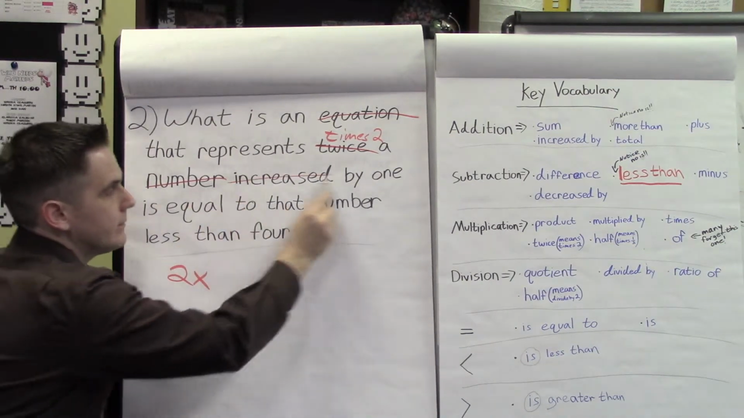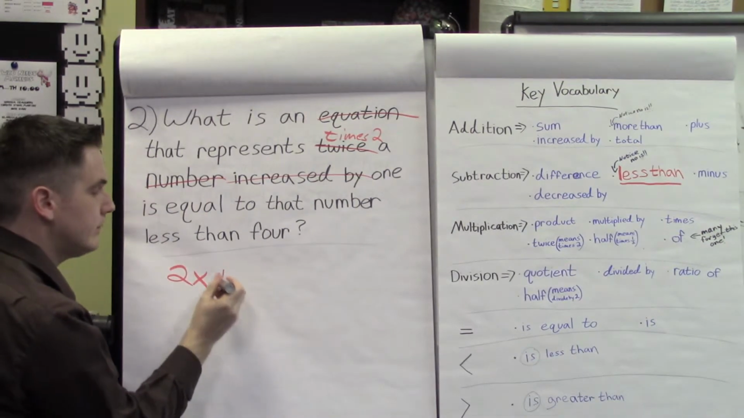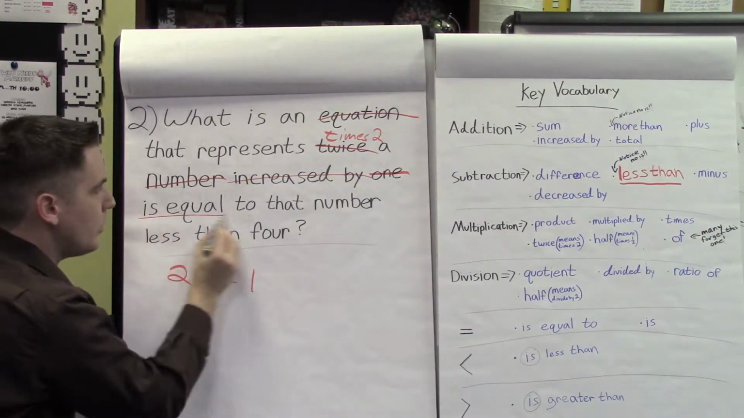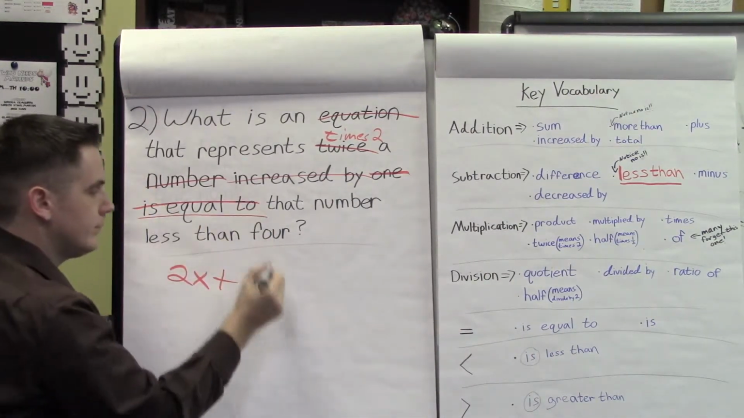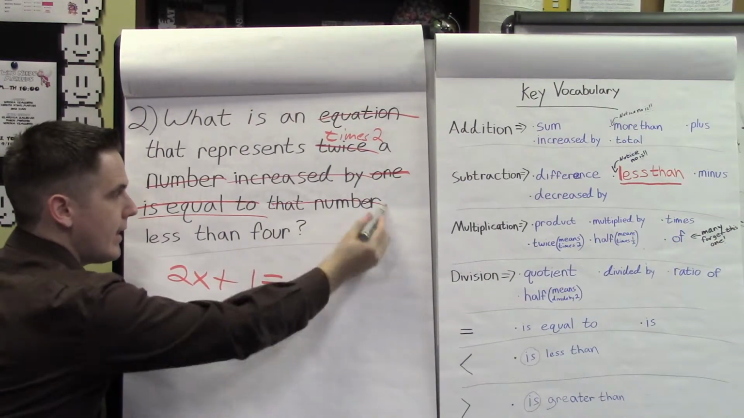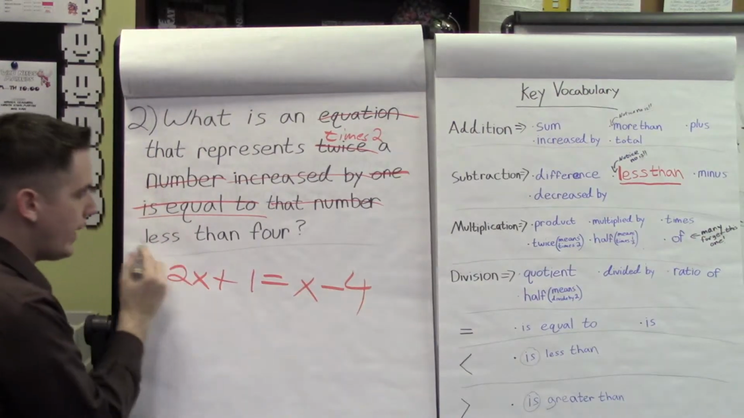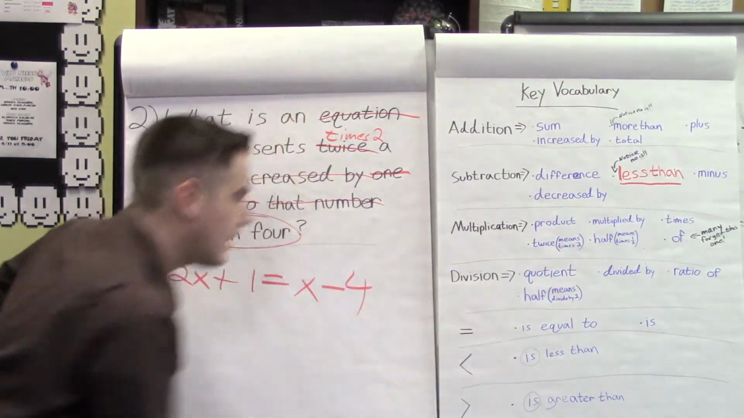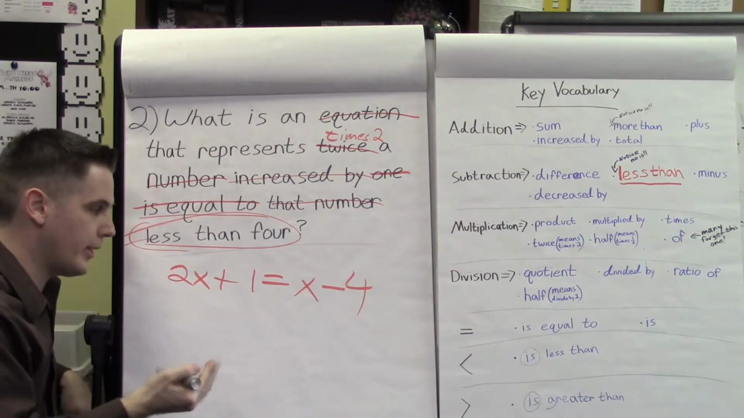Increased by, that's addition, 1, is equal to, that means equals. That number means x, less than 4. Oh, wait a minute, trap, less than. Less than means for that subtraction problem, you reverse the order.